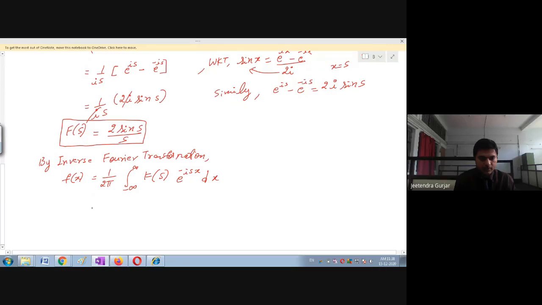So now I will substitute this value. This is equal to 1 upon 2 pi integration minus infinity to infinity. This value I am going to substitute: 2 sine s upon s, and I will keep this e raised to minus isx dx. Okay, now you can see here, students.